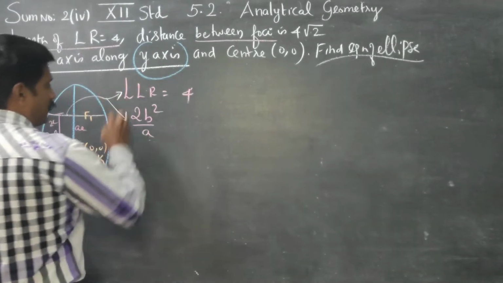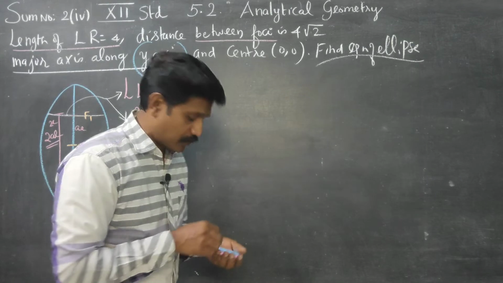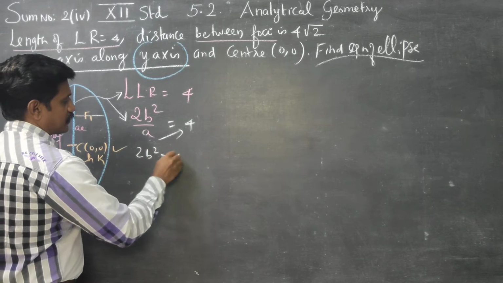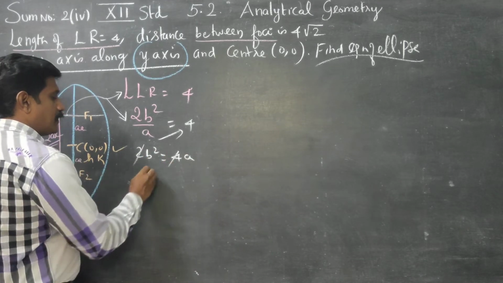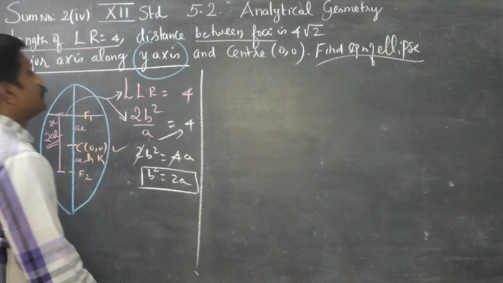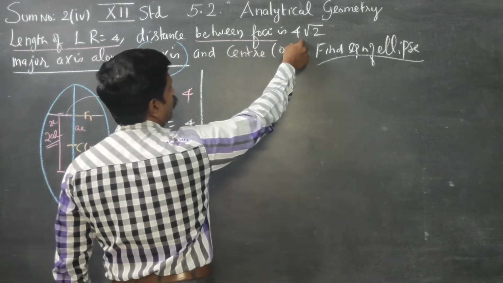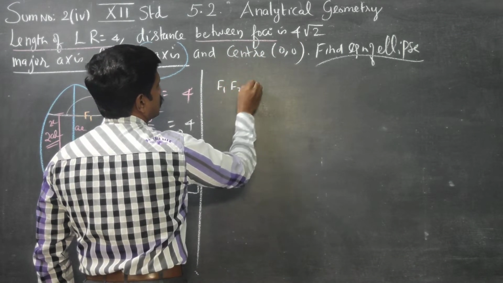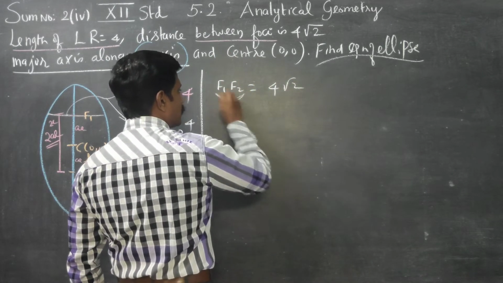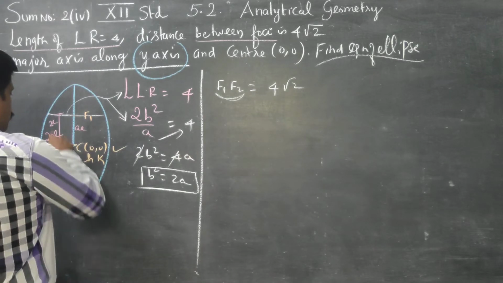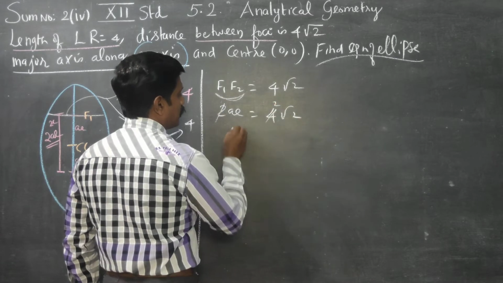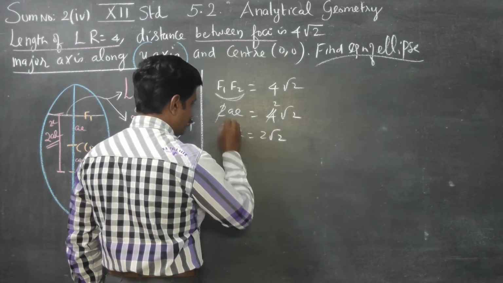So the length of the latus rectum is 2b square by a, which is equal to 4. If you cross multiply, 2b square is equal to 4a. Cancelling, b square is equal to 2a. Let this stay. Next, the distance between the foci, F1 F2, is 4√2. The distance between the two foci is called 2AE. So 2AE is equal to 4√2. Cancelling, AE is equal to 2√2.